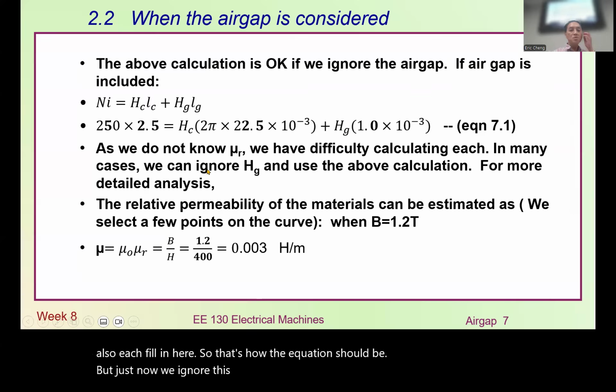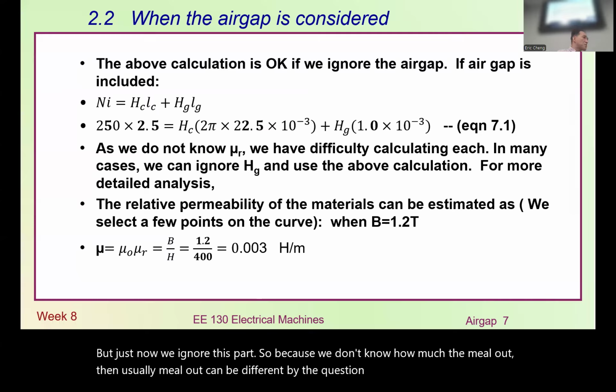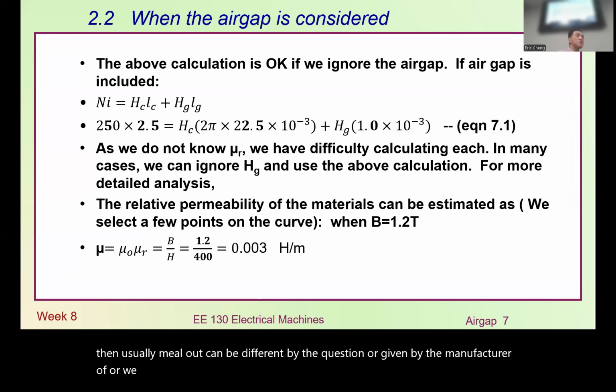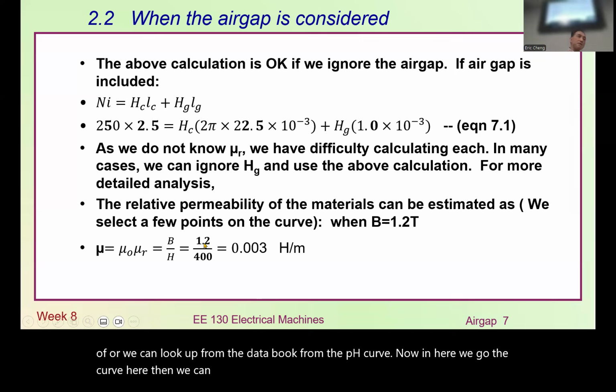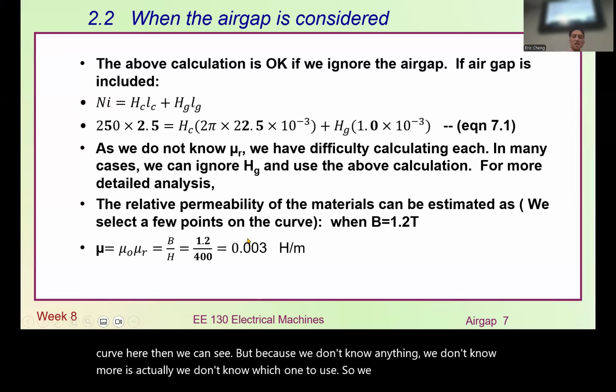Because we don't know how much the mu r is, usually mu r can be given by the question, or given by the manufacturer, or we can look it up from the data book for the BH curve. Now in here, we have the curve, then we can see. But because we don't know what H is, we don't know which one to use. So we can just try to see a few.